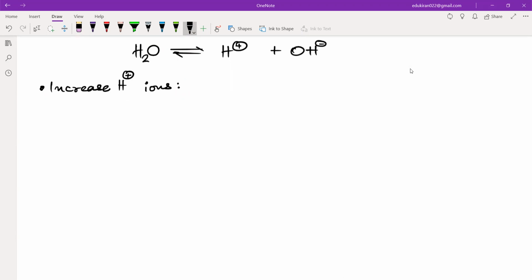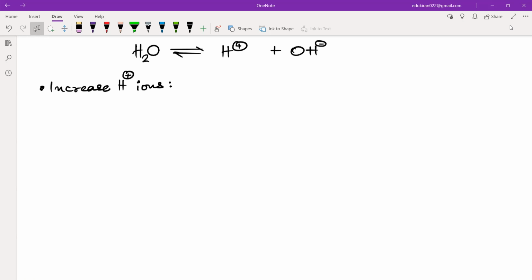Okay, tell me what I am increasing. Are we increasing the product or the reactant? Product. Okay, so if I'm increasing the product, what will the system try to do? It will try to minimize the change, yes or no? Yes, sir. So that means if I'm increasing H plus ion, the system will try to decrease it. Yes or no? Yes, sir.